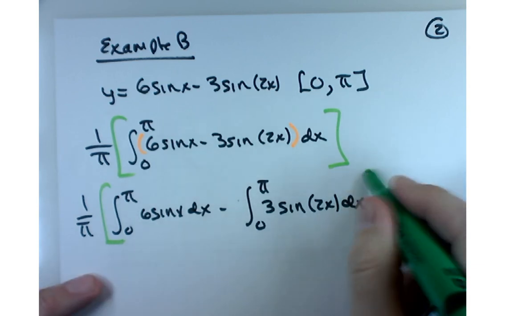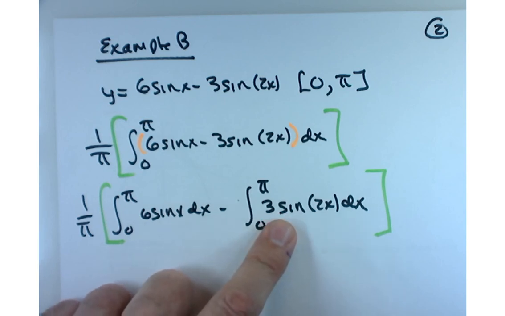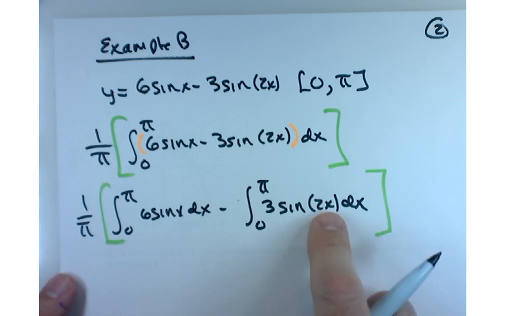Now, can anyone suggest to me why I bothered to split it up like that? Yeah. Here, I can just integrate this directly. It's just 6 sine of x. Take the 6 out. We know what the integral of sine of x is. Sine of 2x, well, that's a little bit more of a problem. If it was sine of x, we'd be in great shape, but it's not. It's sine of 2x. So here, you kind of have to make a u substitution.